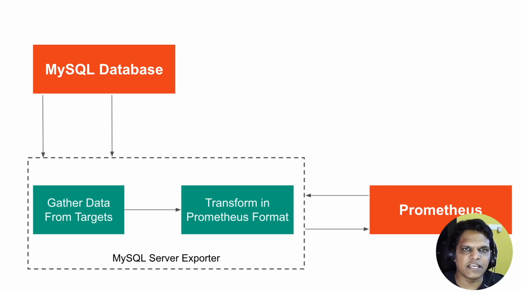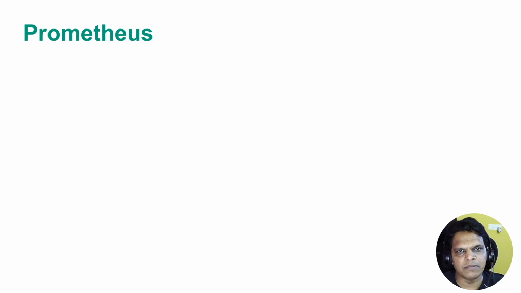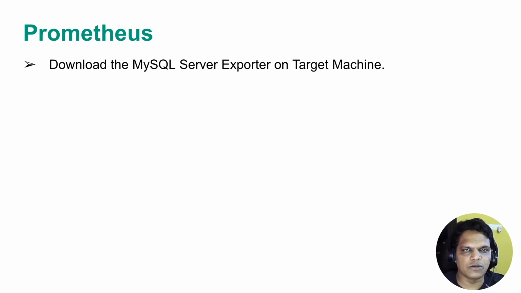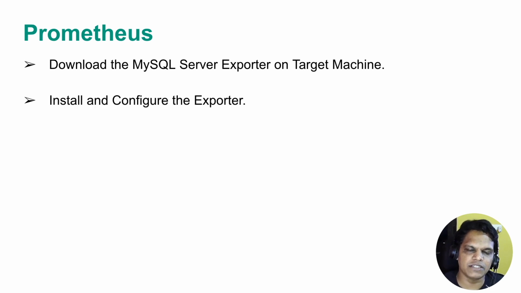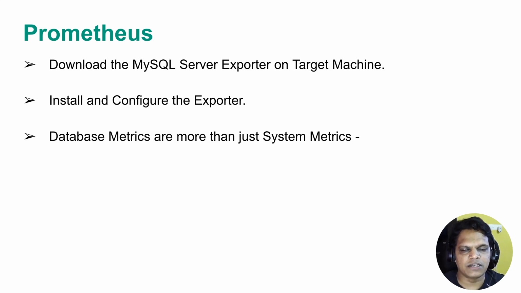So the flow is the same as we have seen with the node exporter, but the installation of the MySQL exporter will be a bit different. To configure the MySQL exporter on the database machines, you need to download it on the target machine, and later install and configure the exporter. We also need to understand that the metrics we will scrape from the database will be different from the system metrics. You will see many more different details in the database metrics compared to the system metrics, because this is a completely new thing. Right now we are scraping data from a database application, not from a Linux machine.